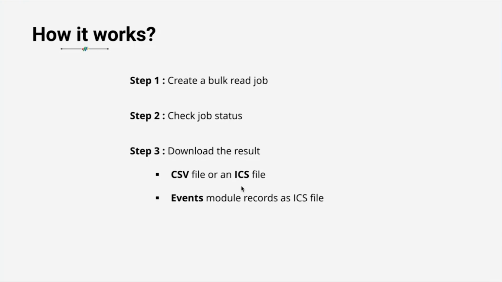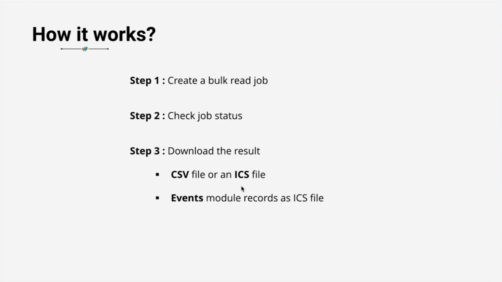For example, you could give the API name of the module from which you want to export records, and you could give the API names of the fields that you want in your response. For example, let's say there are about 50 fields in a module, but you want only 10 fields to be exported. So you could give those fields.